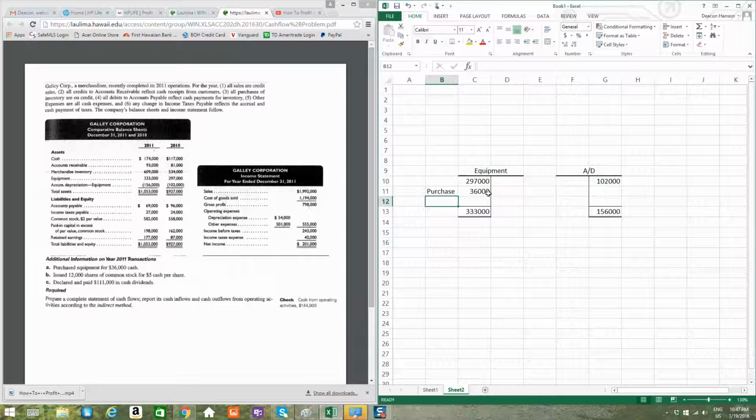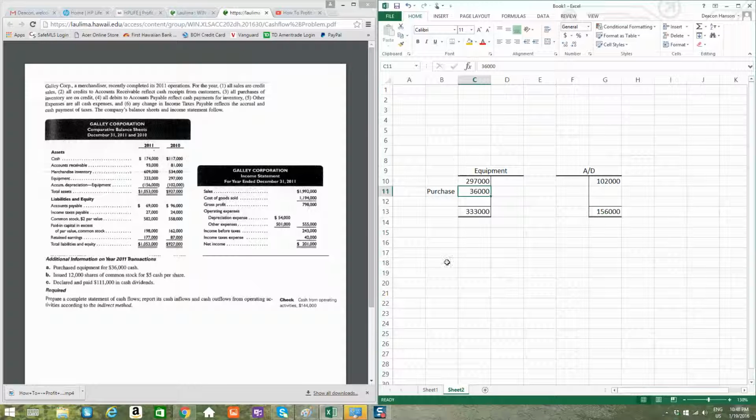Okay, and then what you want to do is look at that. Okay, does 297 plus 36 equal 333? Well, go ahead and double check it. So that looks like it's pretty on target. Unless there's something else going on in the additional information, at this point, we can pretty much be sure that that's the only change. So we've accounted for most of that.